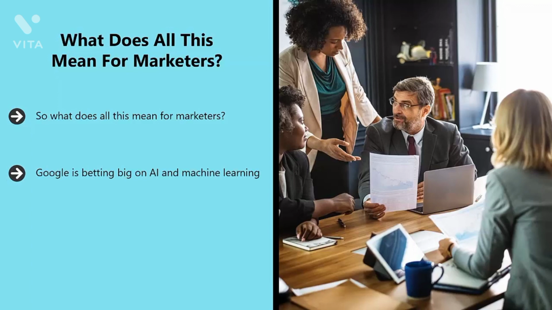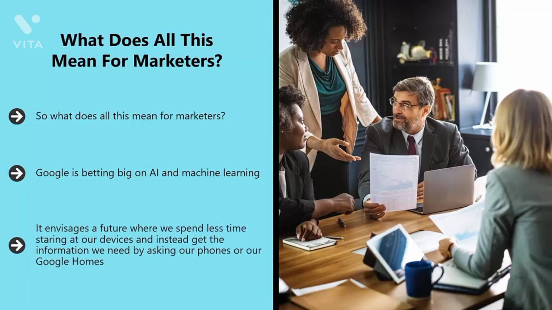It believes that in the future, AI assistants will be huge, and it wants Google Assistant to be number one. It envisages a future where we spend less time staring at our devices and instead get the information we need by asking our phones or our Google Homes. We'll speak naturally to these devices, and they'll provide us with handy answers.